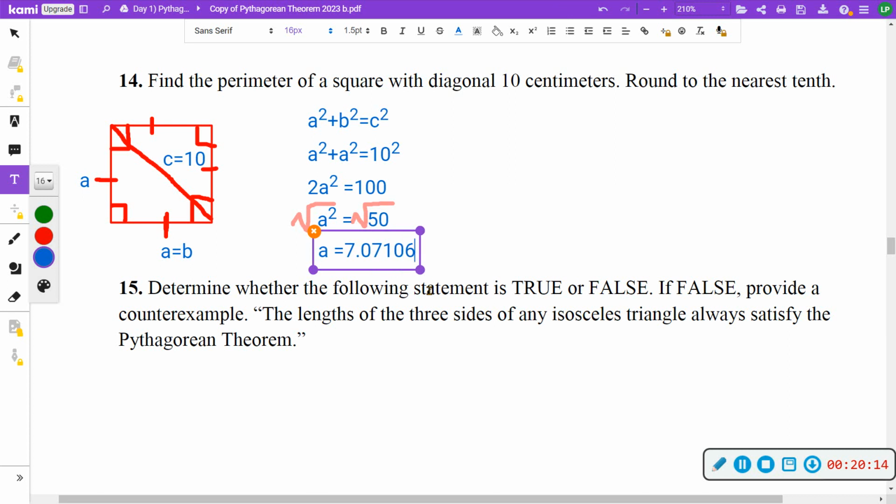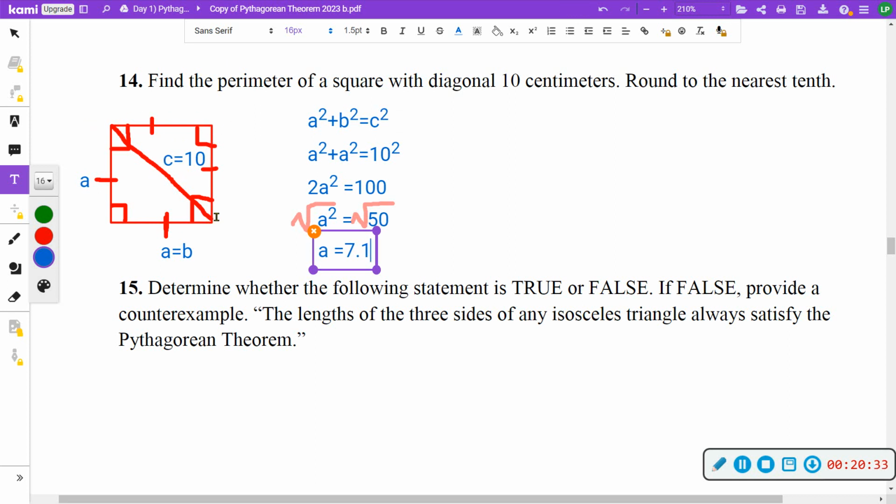7.07106. Nearest tenth would be 7.0, but because of the 7, I round that to 1. So it is 7.1. All right, so I found this is 7.1. That's 7.1, that's 7.1, and that's 7.1.